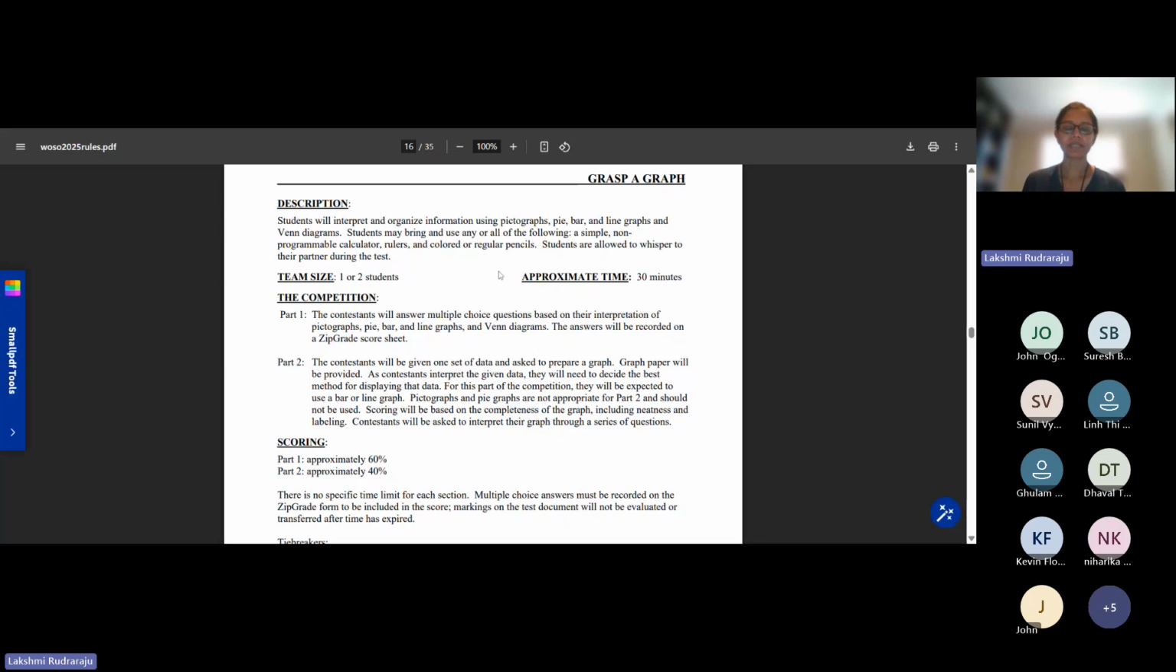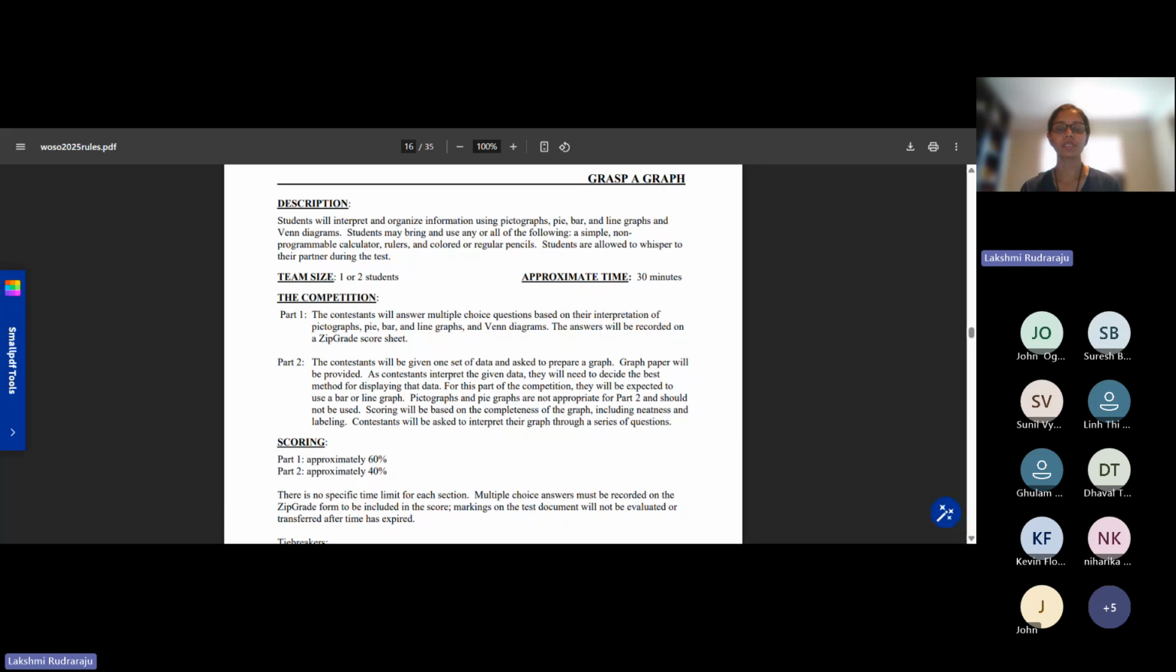Grasp a Graph is basically a math event that tests the knowledge about different types of graphs. As you see here, the students are expected to learn about different types of graphs, and they will be tested on pictographs, pie, bar, and line graphs and Venn diagrams. The size of the team should be 1 or 2, maximum 2 students. But if you don't have a 2-student team, 1 student can also participate in the event.